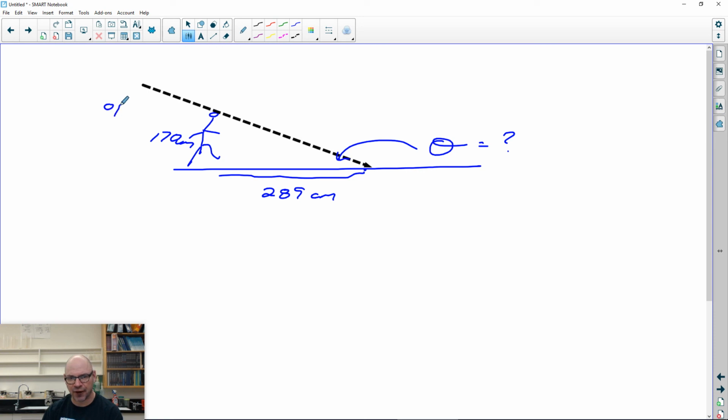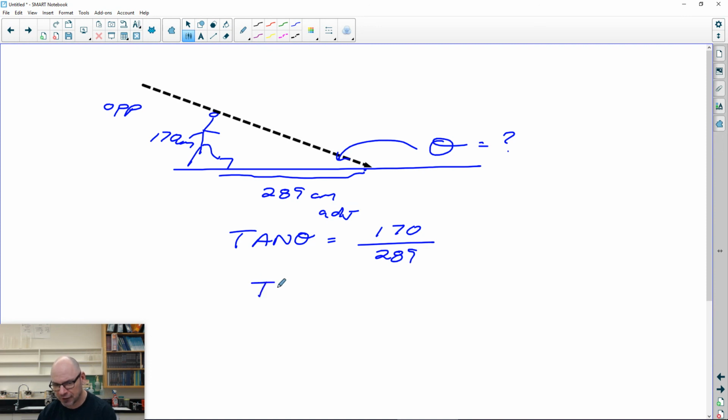This is our opposite side. This is our adjacent side. Okay, and we're assuming that you're standing parallel to the ground. Okay, so that would mean that the tangent of the angle is equal to the opposite side, 170, over the adjacent side, 289. So the tangent of the angle, theta, is going to be 170 divided by 289. So the 170 divided by 289, and you get 0.58882.